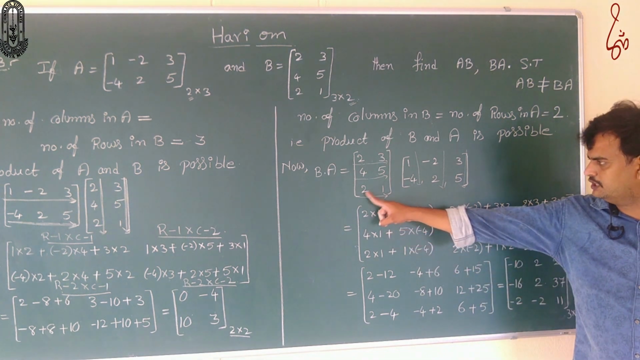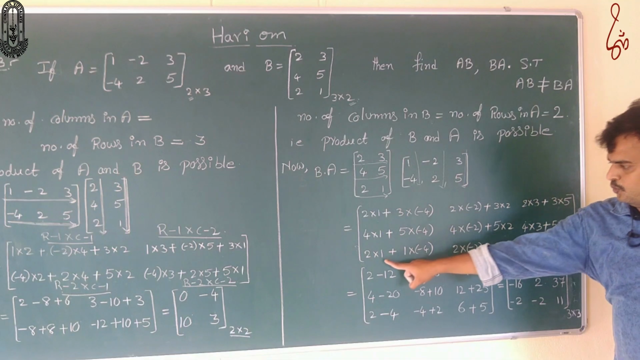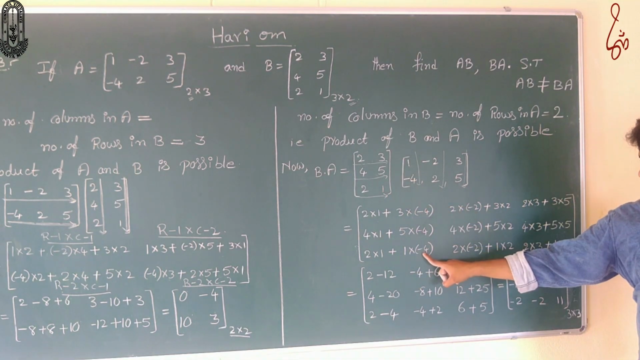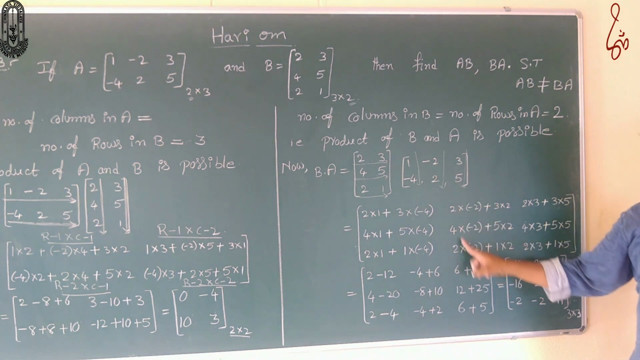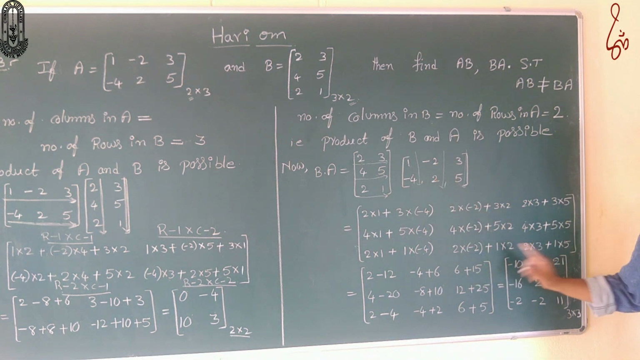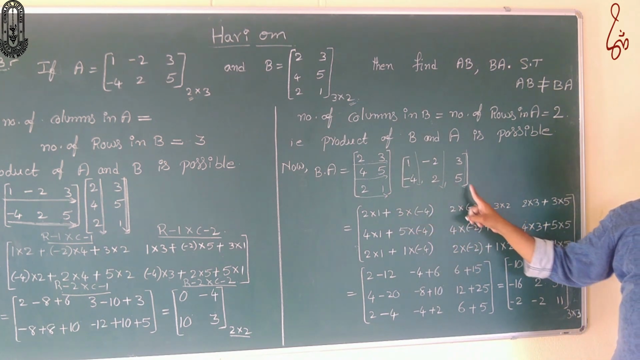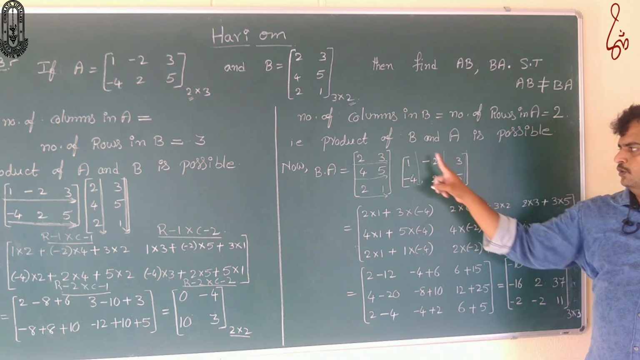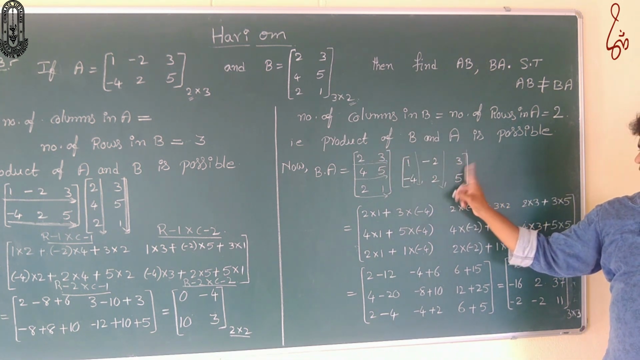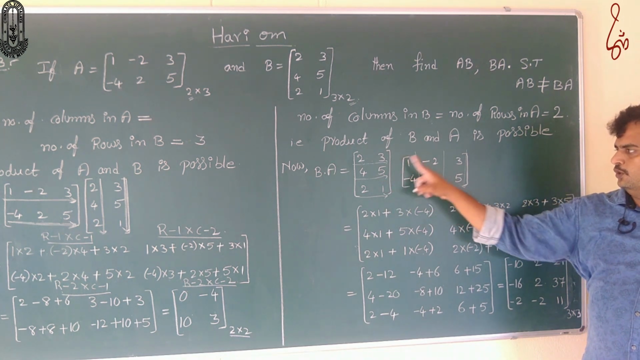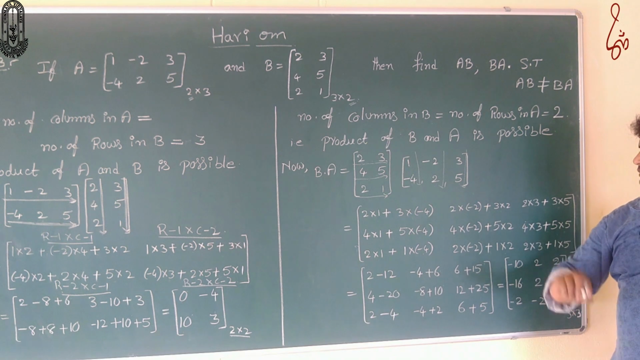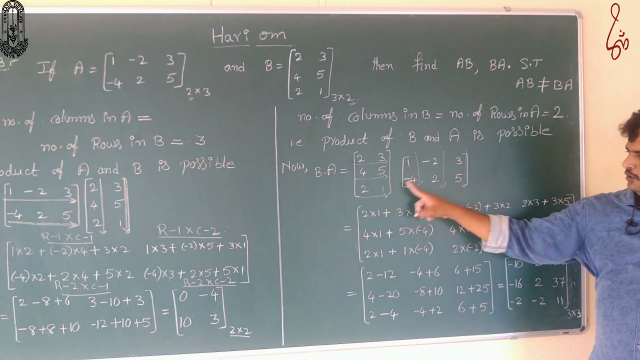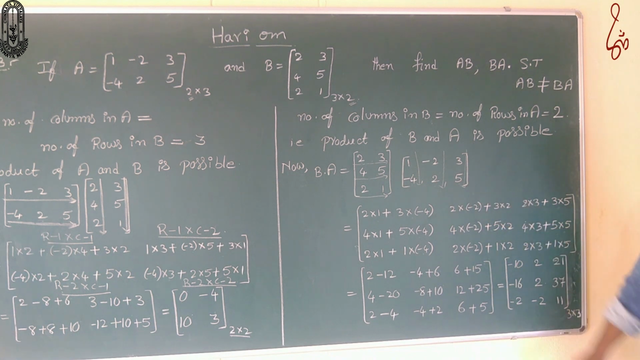Next, with row 3 and column 1. 2 into 1 plus 1 into minus 4. 2 into minus 2 plus 1 into 2. 2 into 3 plus 1 into 5. So 3 rows and 3 columns. Every row should multiply with 3 columns. So row 1 into column 1, row 1 into column 2, row 1 into column 3. Next, row 2 into column 1, row 2 into column 2, row 2 into column 3, row 3 into column 1, row 3 into column 2, row 3 into column 3.